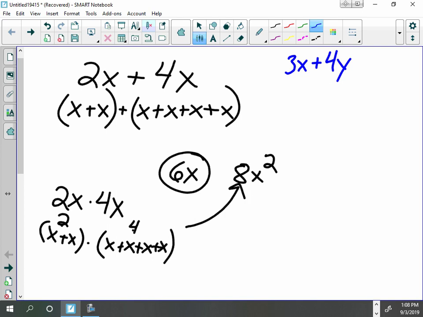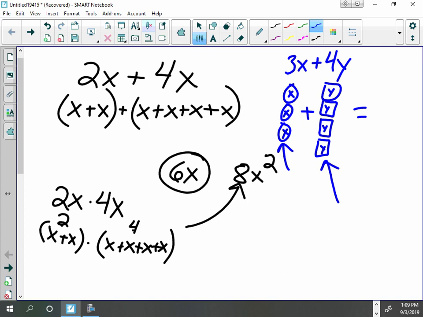What would that be? So I have 3 x's, and then I have 4 y's. And when I put them together, what do I have? 3x plus 4y. How come? So here I have 3 apples and 4 oranges. How many oranges do I have? Or apples? How many apples do I have? None. They don't exist. I still have 3x plus 4y.